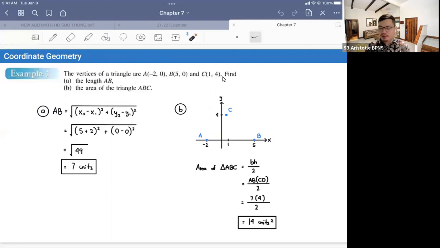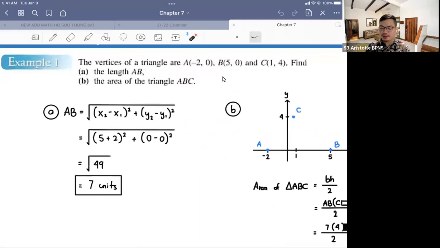All right. Again, example number 1. This is about the distance between 2 points, or back in EMATS, the length of a line. Example number 1: the vertices of a triangle are A (-2, 0), B (5, 0), and C (1, 4). Now find letter A, the length of AB, and letter B, the area of triangle ABC.